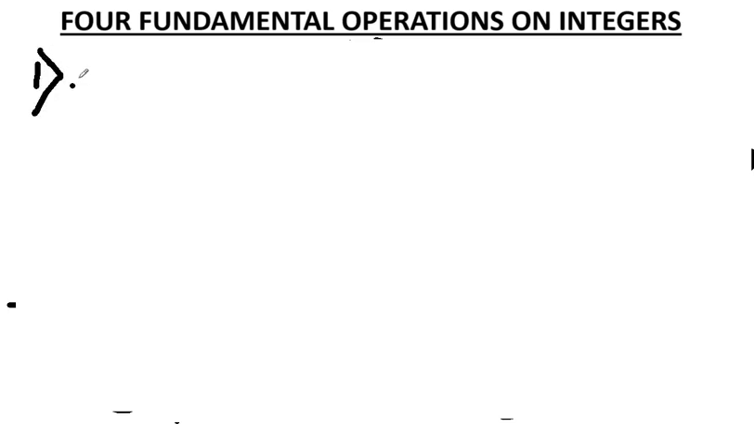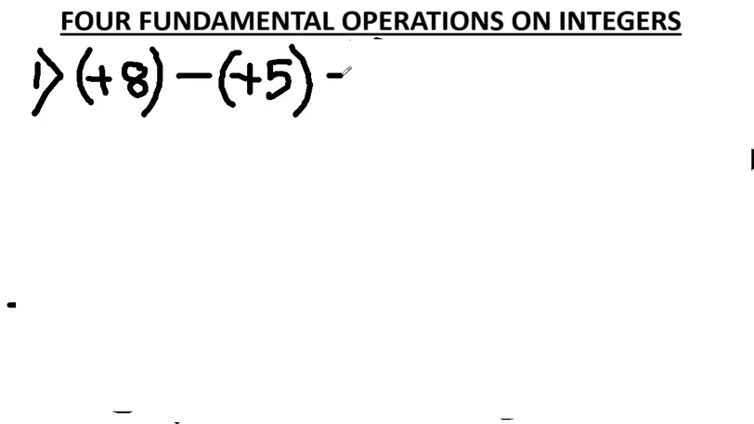The first question which I have for you is positive 8 minus positive 5. What does that mean? That means 8 remains as 8. We have a negative sign outside the parentheses. So the sign inside the parentheses changes because this negative operation is very powerful. So positive 5 changes to a negative 5.